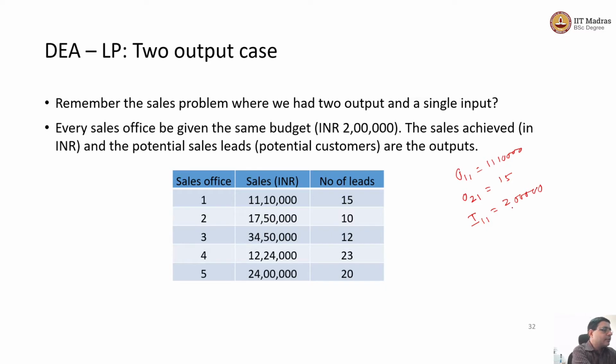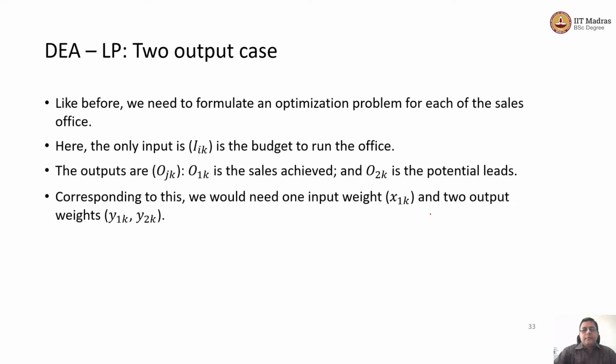Did I add an extra 0 there? No. Okay, so those are the O's and I's. Since we have one input, we are going to need only one input weight. Since there are two outputs, we are going to need two output weights, right? Which is what is mentioned here.